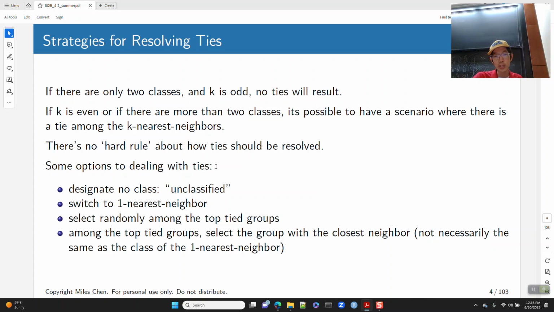How do you choose between A and B? And there's no set rule. There's different ways to do it. One, you can just say, okay, well, I don't know, unclassified, okay?